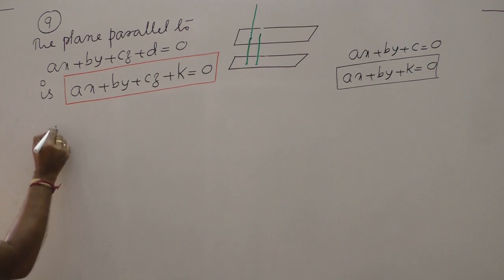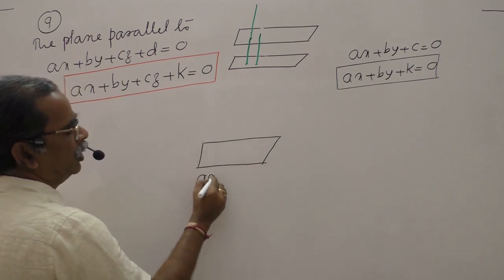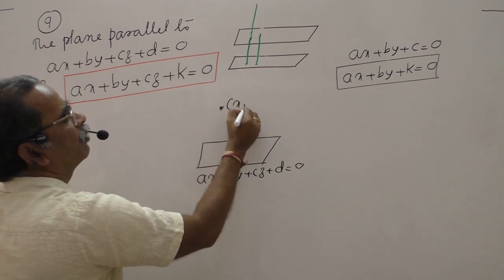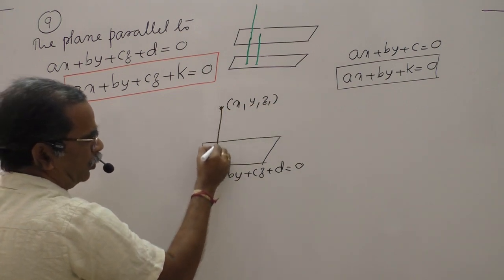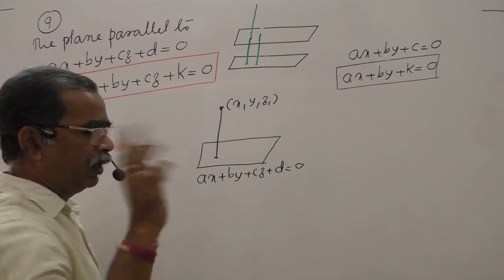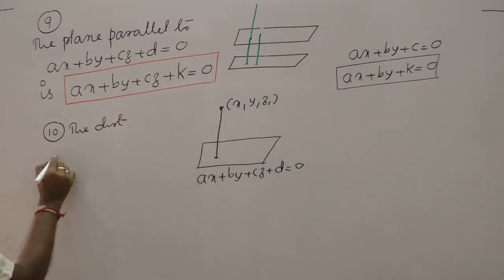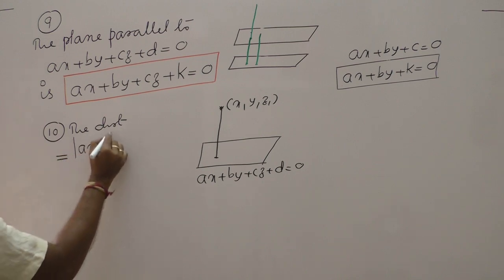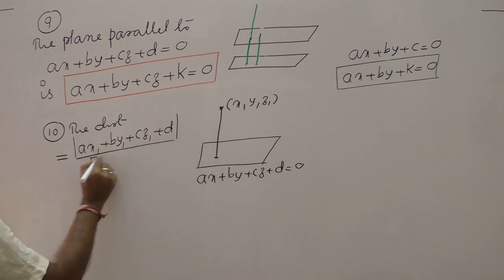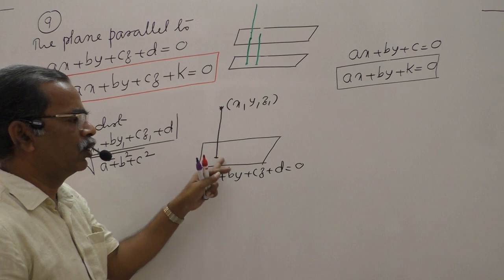Next, number 10. If a plane is given whose equation is AX plus BY plus CZ plus D equal to 0, and there is a point here, X1, Y1, Z1, I need to calculate the perpendicular distance from X1, Y1, Z1 to this plane. This also we have seen in straight lines. The perpendicular distance from the point to this plane is the modulus of AX1 plus BY1 plus CZ1 plus D, whole divided by root over A square plus B square plus C square. Very simple. This is the perpendicular distance from a point to a plane.